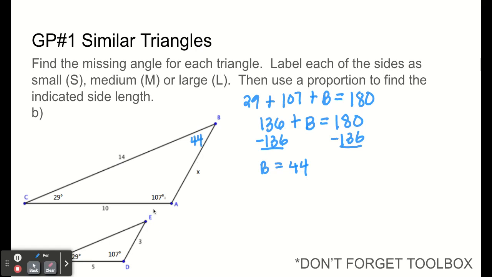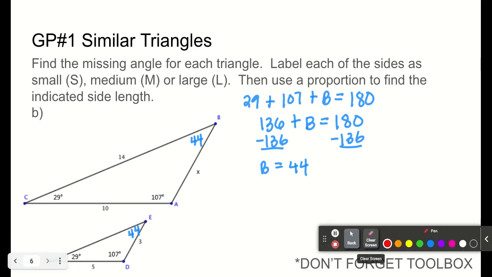So angle B is 44, and angle E is also 44. From here, we want to go ahead and label our sides as small, medium, and large. So based on the angles, 29 is the smallest angle, which makes X the smallest side. 107 is the largest angle, which makes this side the largest side, leaving the bottom as the medium side. And this bottom side here is the medium side.